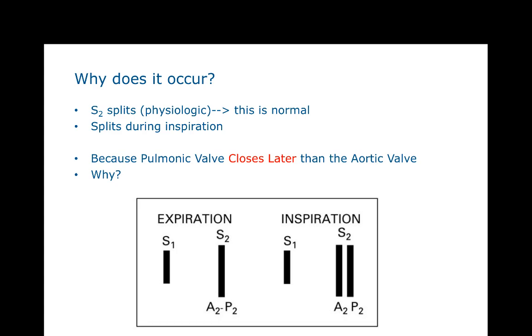So why does that happen? What do we say happens during inspiration? Your thoracic pressure decreases, right? So it's easier for blood to come back to the right side of your heart. It goes to the right atrium, goes to the right ventricle. Now you have more blood, right? All that blood has to go through the pulmonic valve, and it takes the pulmonic valve longer to close because it has to accommodate much more blood this time. But during expiration, it's the opposite, so they close around the same time.